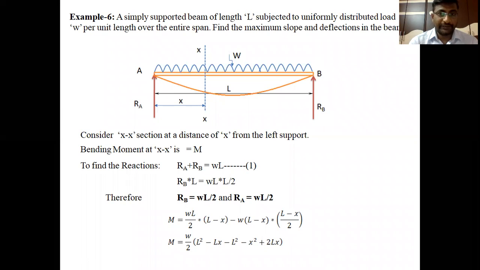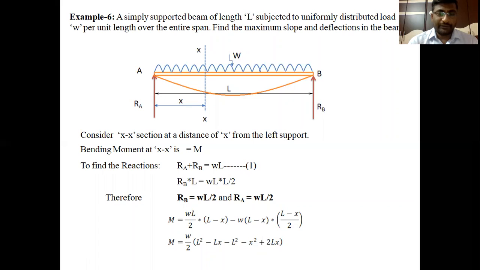And after this, we'll go for Macaulay's method, how to solve the problems by using Macaulay's method, how to integrate the given curvature equation by Macaulay's method. So let us go for example 6. It is a simply supported beam of length L subjected to uniformly distributed load small w per unit length over the entire span. Find the maximum slope and deflections in the beam.